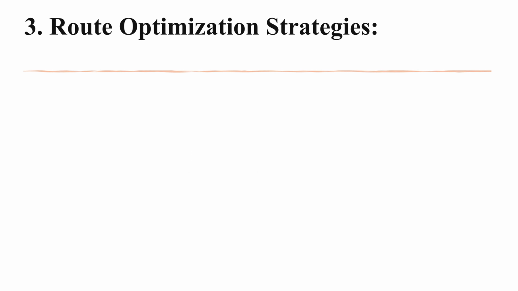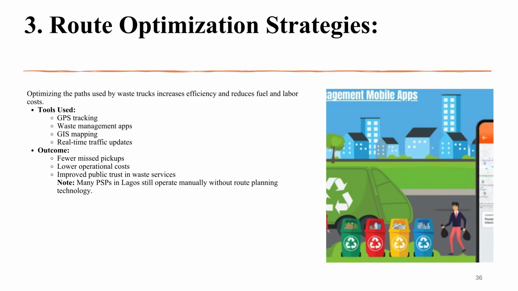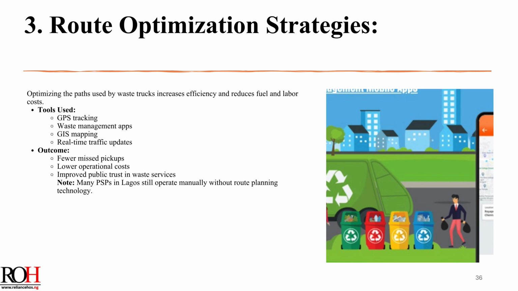3. Route optimization strategies. Optimizing the paths used by waste trucks increases efficiency and reduces fuel and labor costs. Tools used: GPS tracking, waste management apps, GIS mapping, real-time traffic updates. Outcome: fewer missed pickups, lower operational costs, improved public trust in waste services. Note: many PSPs in Lagos still operate manually without route planning technology.